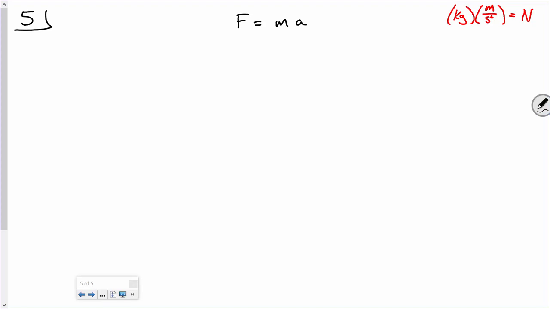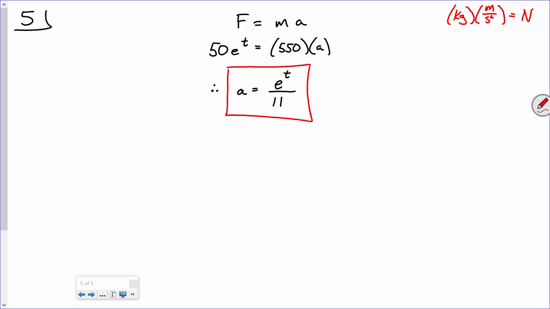So as long as I keep that understanding and keep everything consistent, everything will be good. All right, my force is 50 e to the t. What's my mass? 50. So 50 e to the t equals 50 times a. What can I solve for? I can solve for a, right? Therefore, a is e to the t. Does that make sense? Sound good?